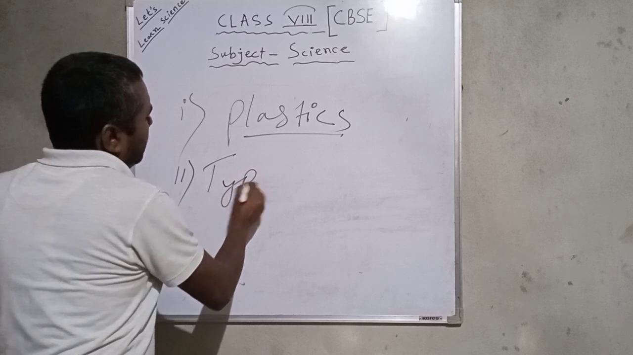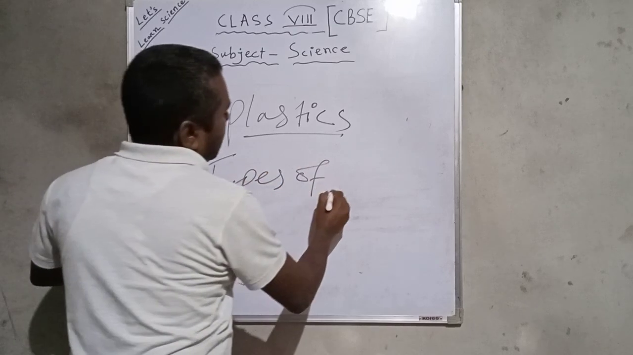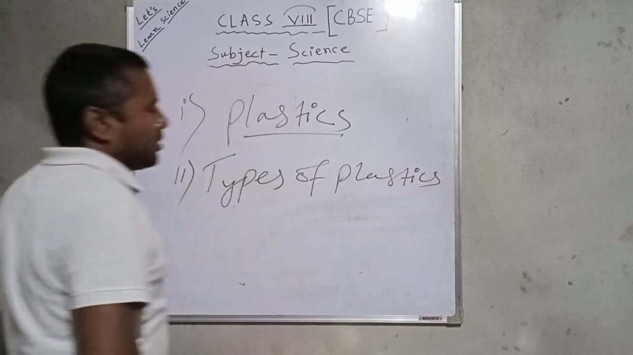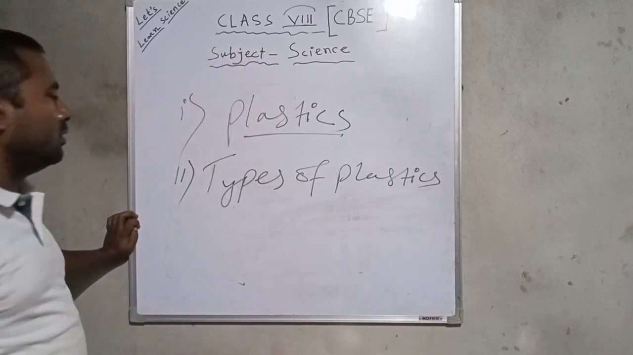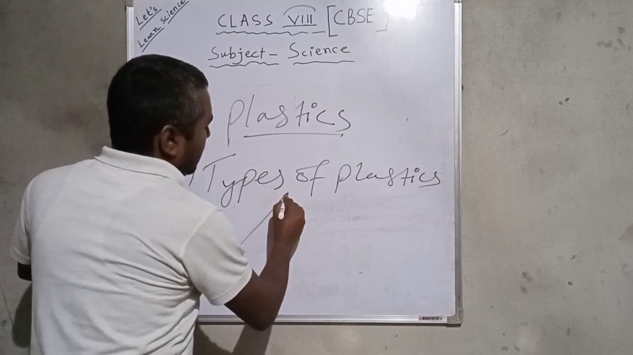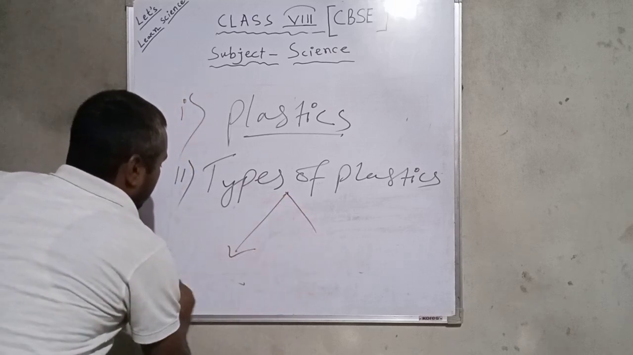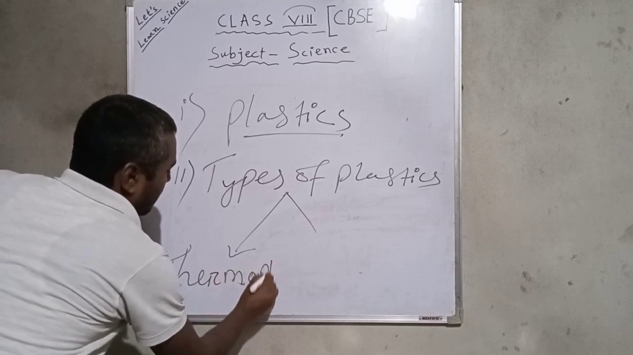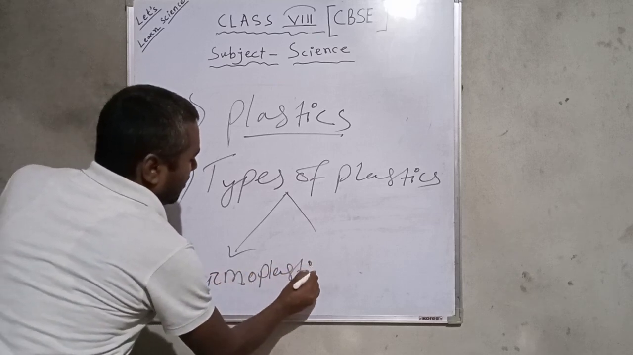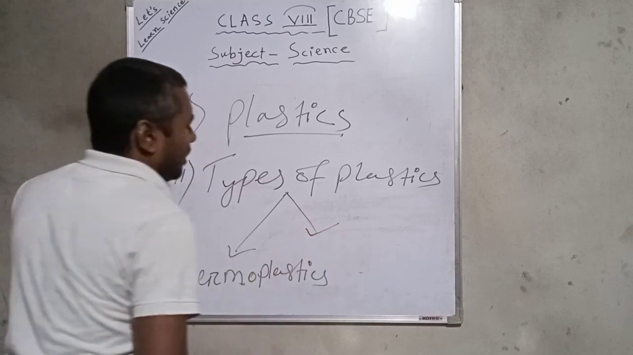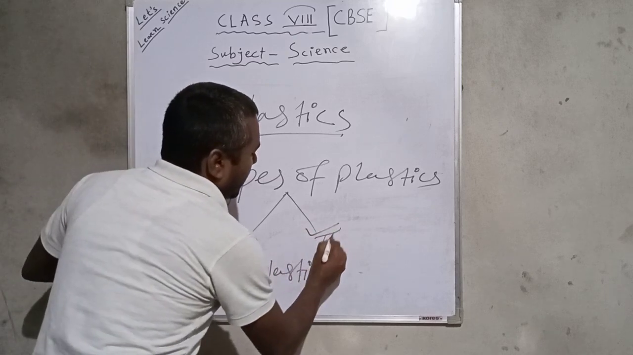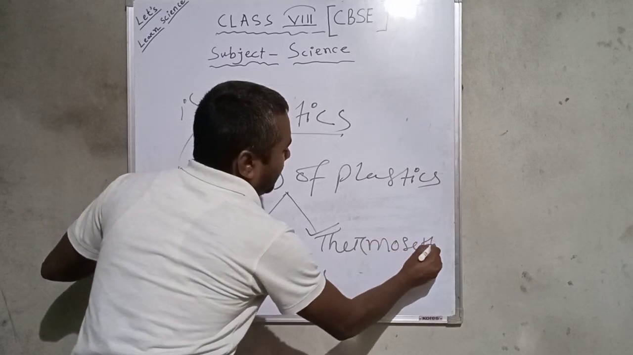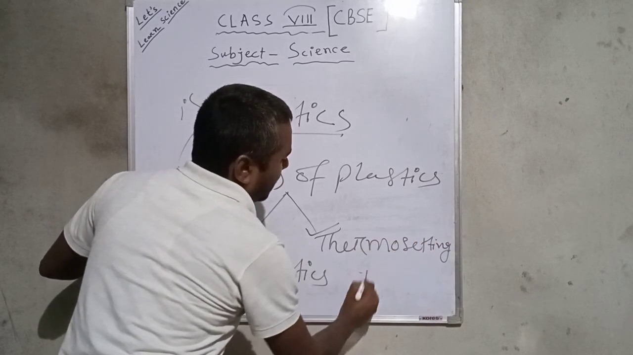Types of plastics. It is of two types, that is thermoplastics, and the second one is thermosetting plastics.